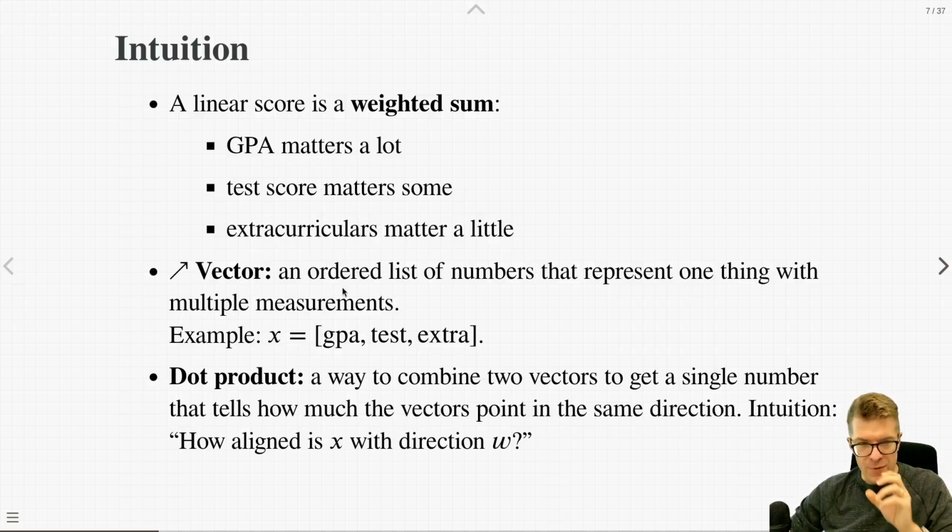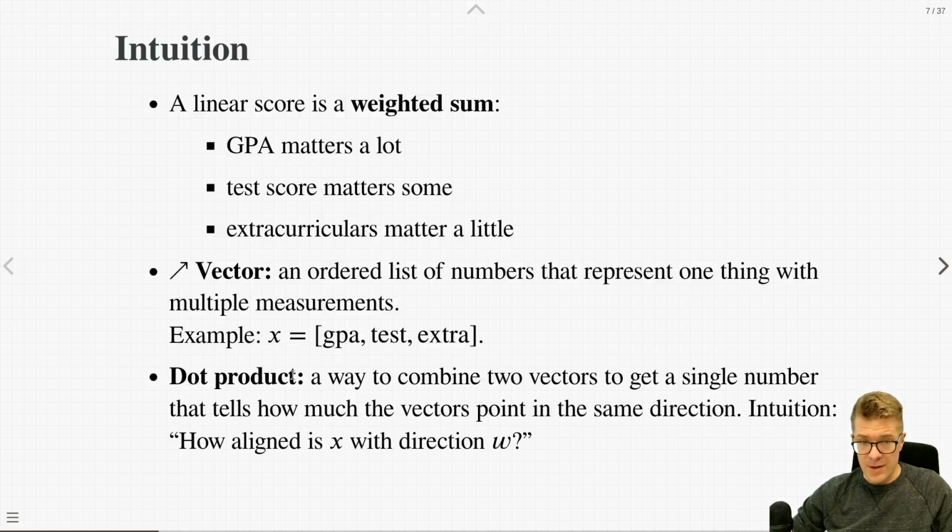We've kind of touched on this before, but really our data can be represented as vectors, right? A vector is just an ordered list of numbers that will represent one thing with multiple measurements. So a particular data point X, this could be an application X, is represented by the GPA of the applicant, the test score of the applicant, and the number of extracurriculars they have. And all of this is going to be in an ordered list of numbers. This constitutes a vector with dimension 3.